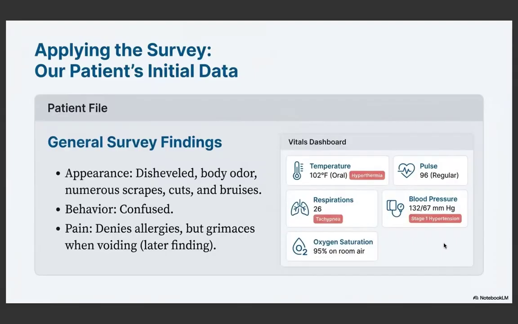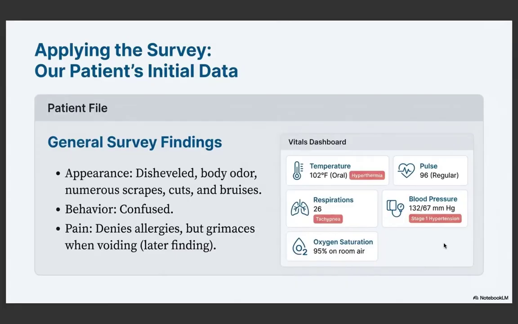We have our patient, they have a high fever, so they're hyperthermic, right? Because temperature of 102, that's pretty high fever. Pulse rate, they have a regular pulse rate. They're technically tachypneic right now, and their blood pressure is a little bit high. And then their O2 sats, they're sitting at 95, so that's not too concerning right now.